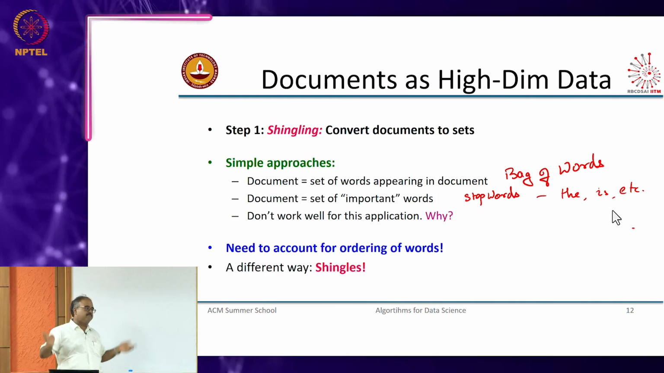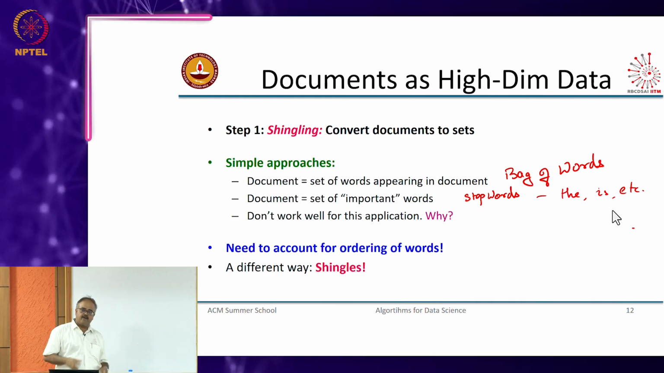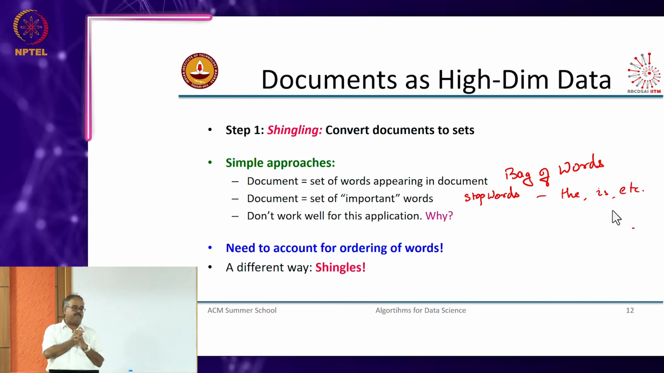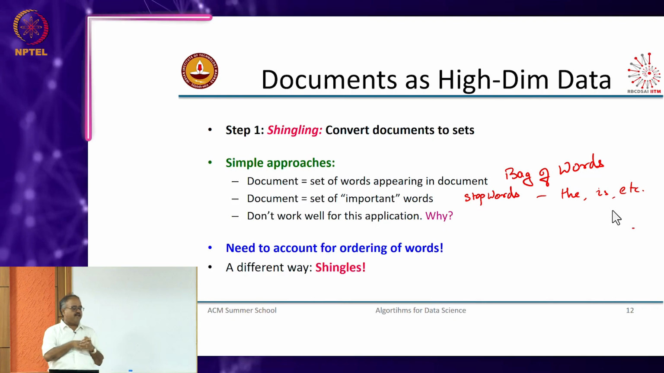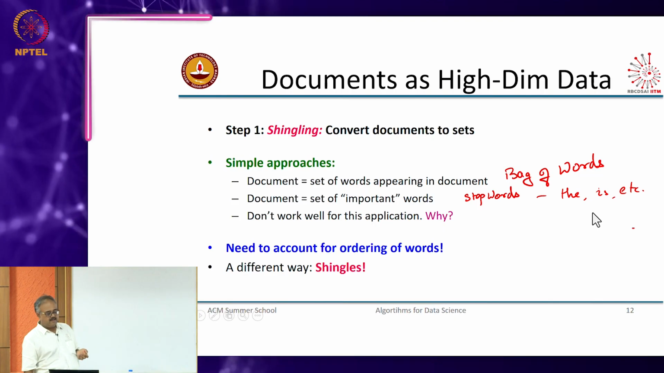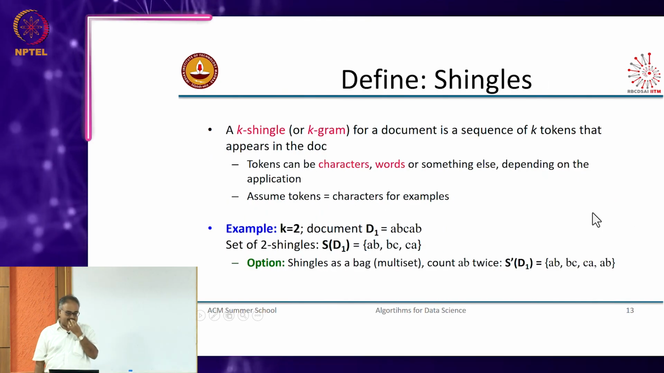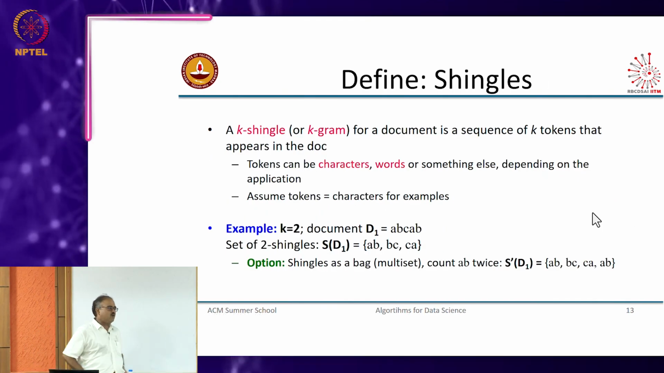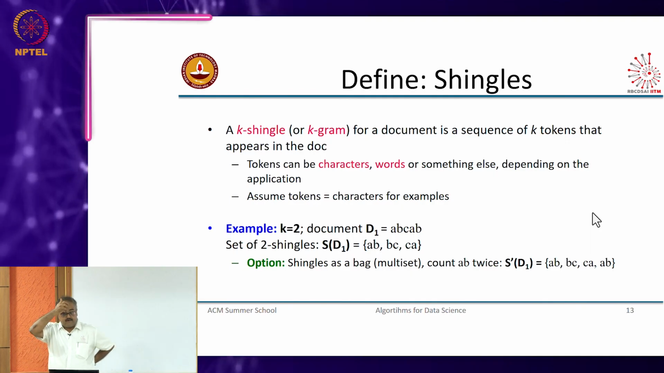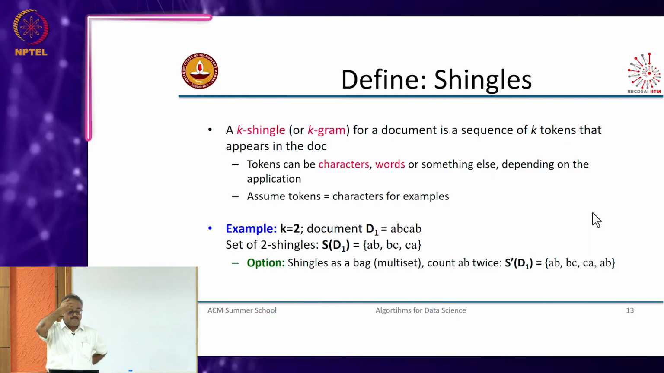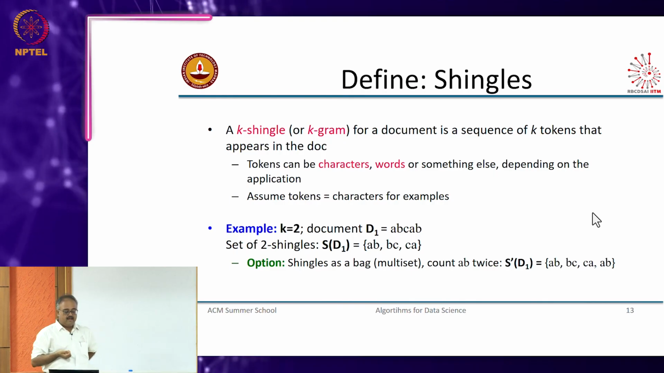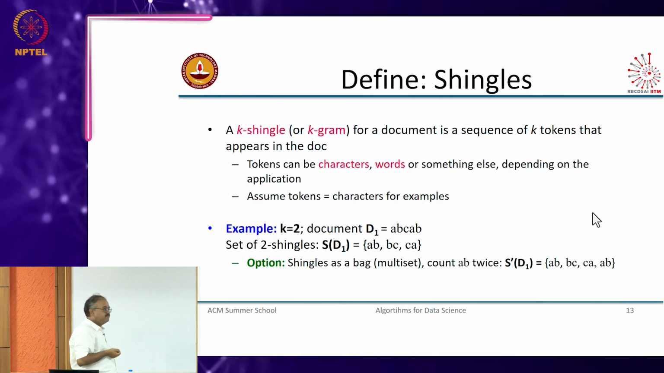Bag of words completely dismisses order. I want to somehow make sure I keep the order, but I still make it into a set. So that is where people came up with this idea of using shingles. A shingle is what is sometimes called a k-gram. People might have heard of the phrase n-gram, which is the same. It's basically a sequence of tokens that appear in the document.